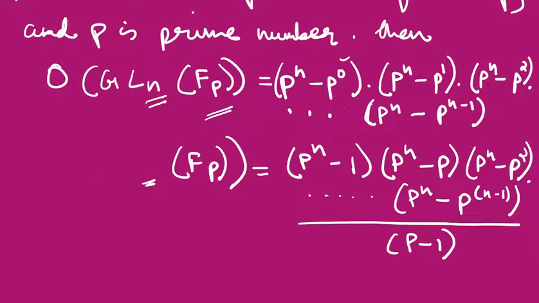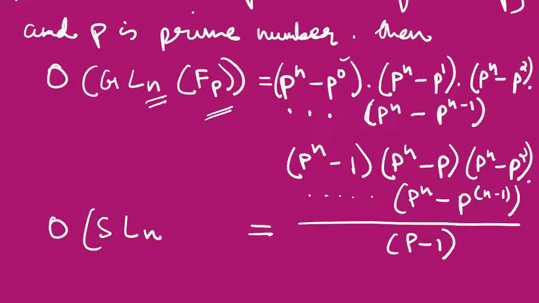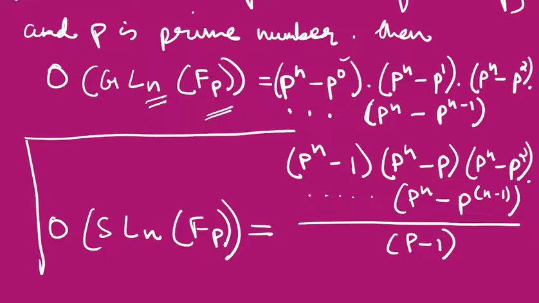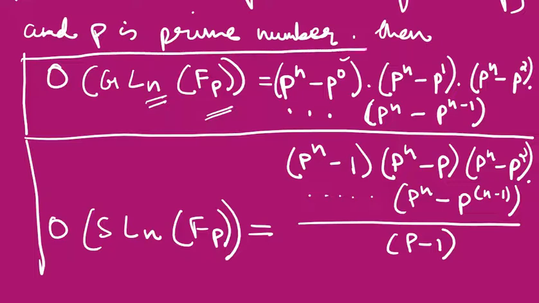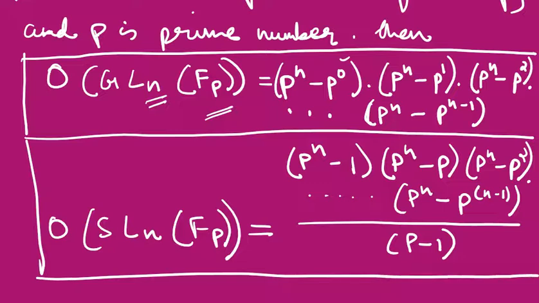Let me just rub this off and write it in the middle because that's not looking nice. The order of the special linear group of order n over F_p can be found out in this manner. So this is one part, let's put this in a box, and this is the other part. There are two different parts, make sure you don't mix them up. All right students, so the order of the general linear group can be found this way, and the order of the special linear group will be given in this form.